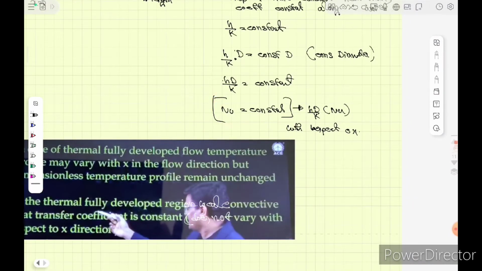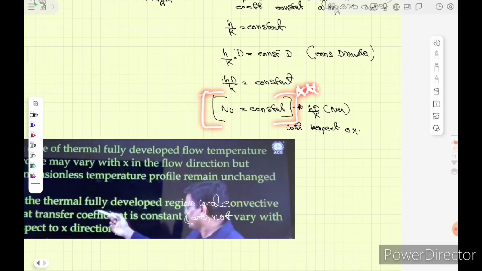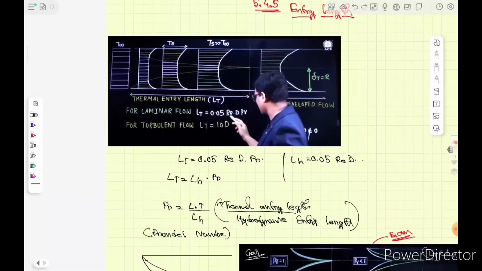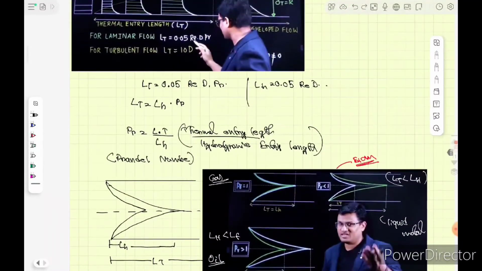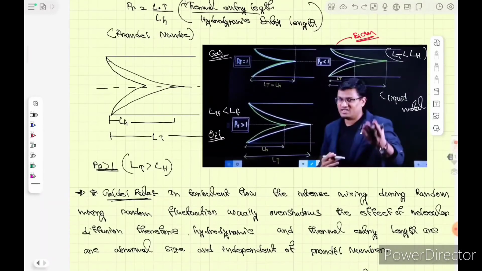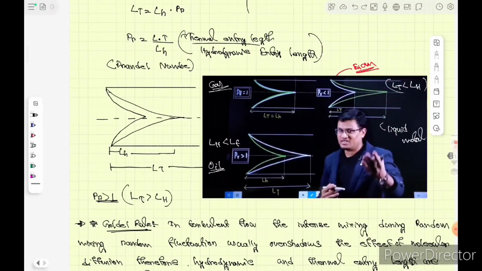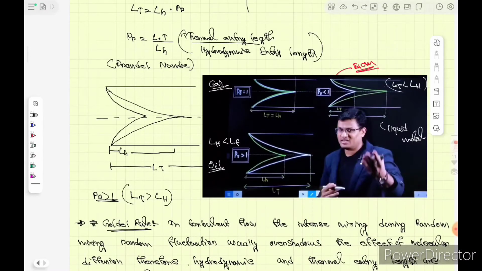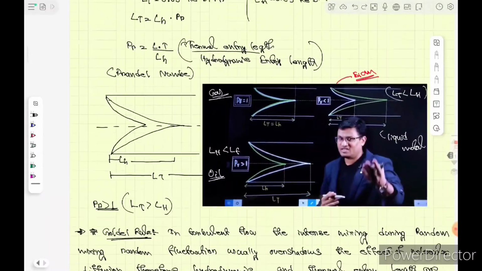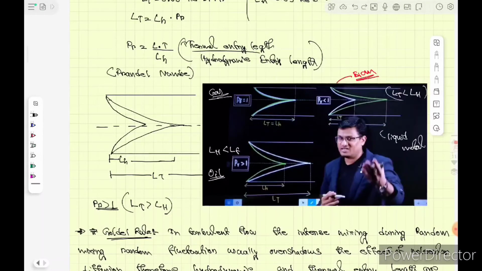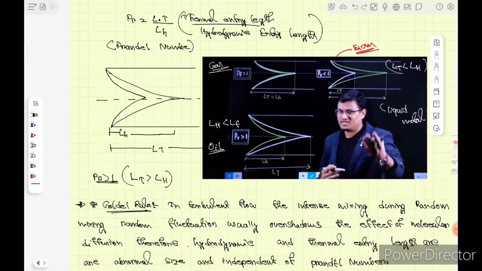And what has been written here, you can see it here. So entry length also, I think it has been developed from outside. You also see this part is also important. LT by LH: for gas, LT is equal to LH. For liquid metal, what is happening? LT is less than LH. So the thermal entry length is less than the hydrodynamic entry length. So that's liquid metal. And for oil, the thermal entry length is more than the hydrodynamic entry length.